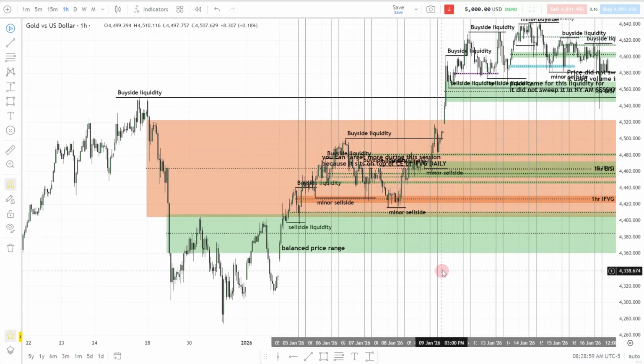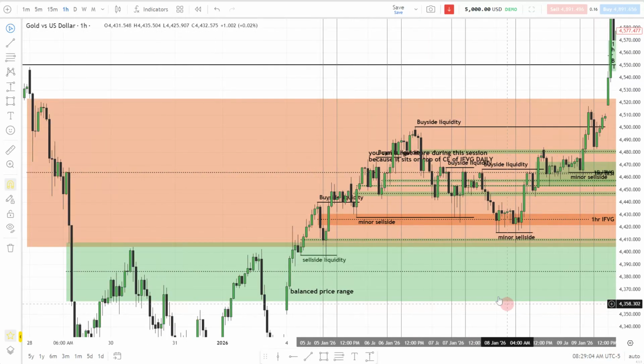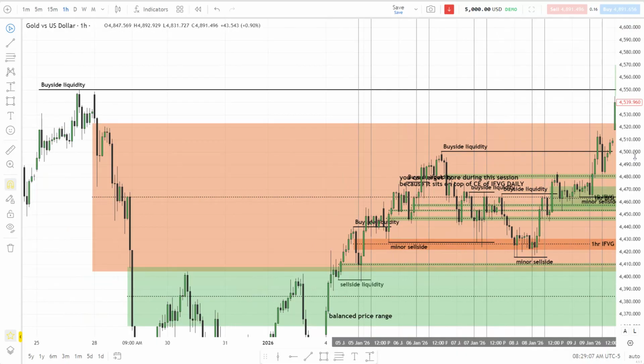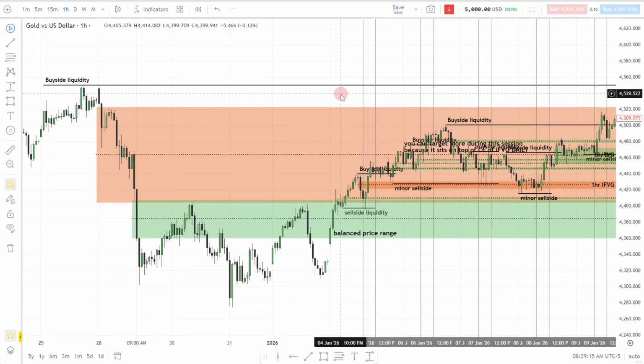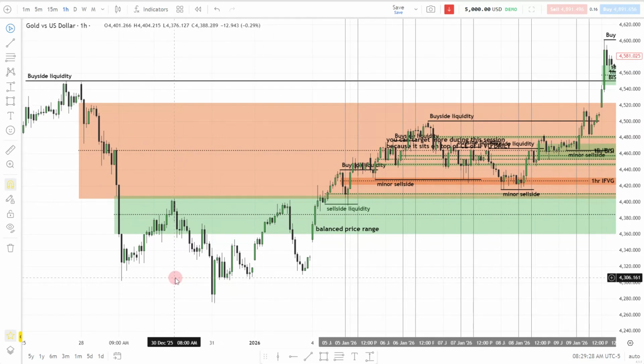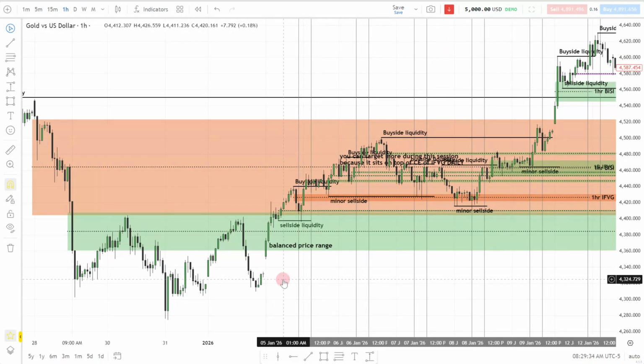Obviously, if we are going to print higher, we're going to use all the PD arrays that are on this side of the bearish delivery, and they're going to be used as inversions, as inverse PD arrays.